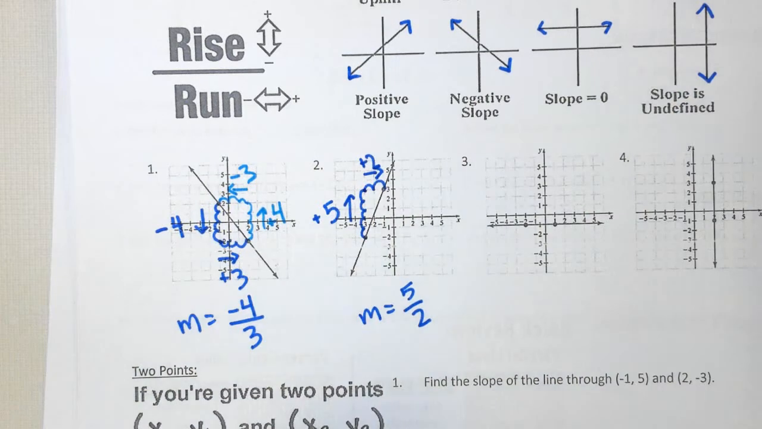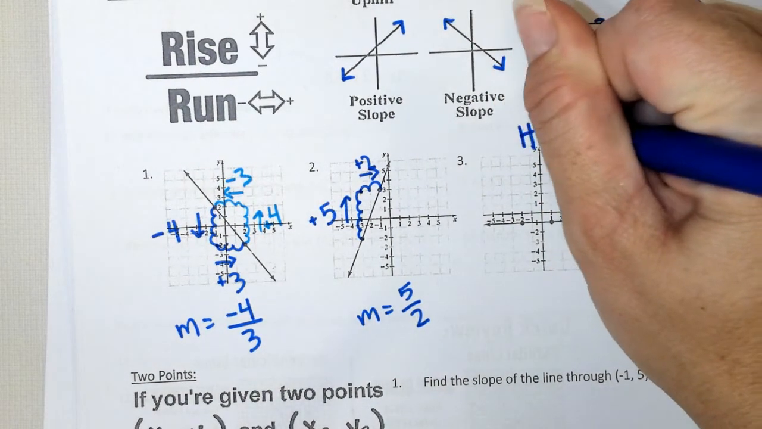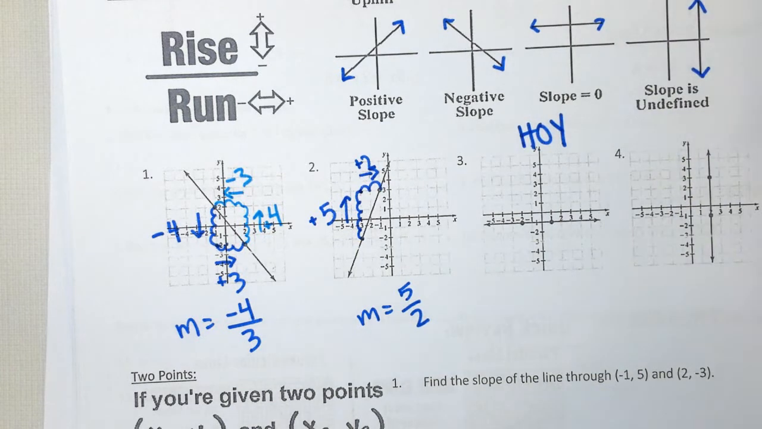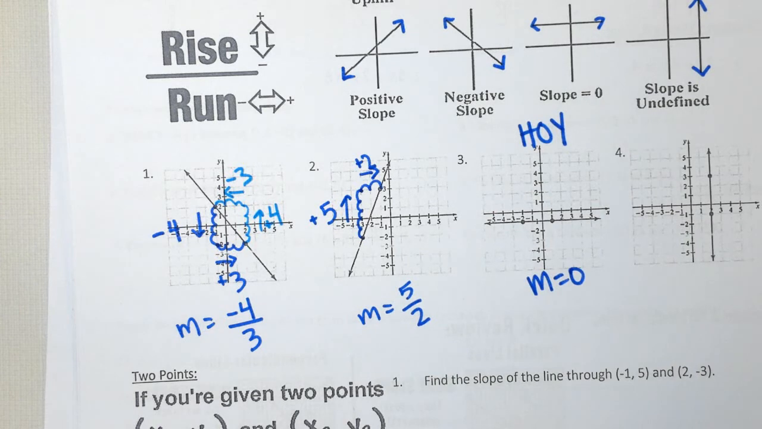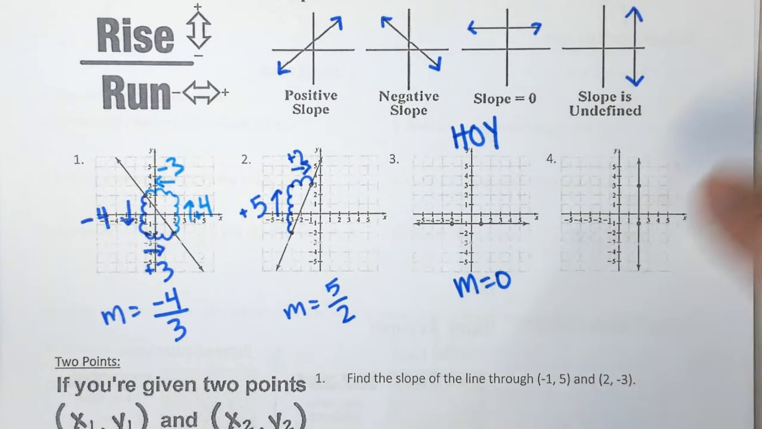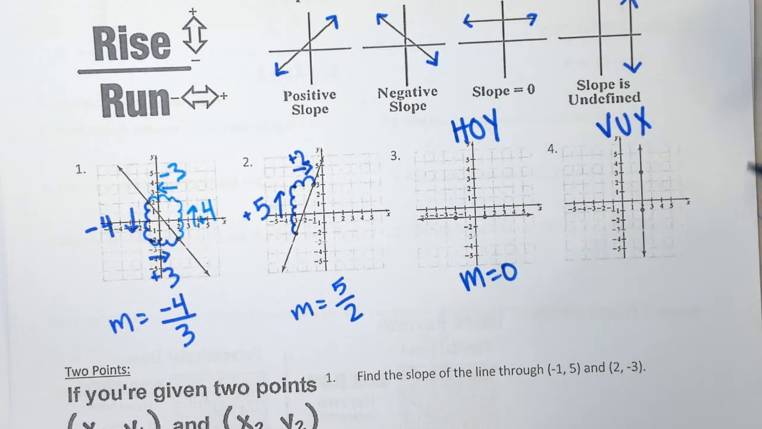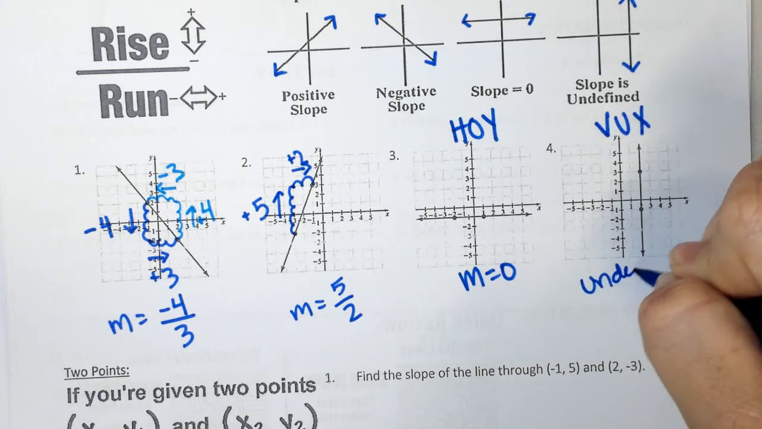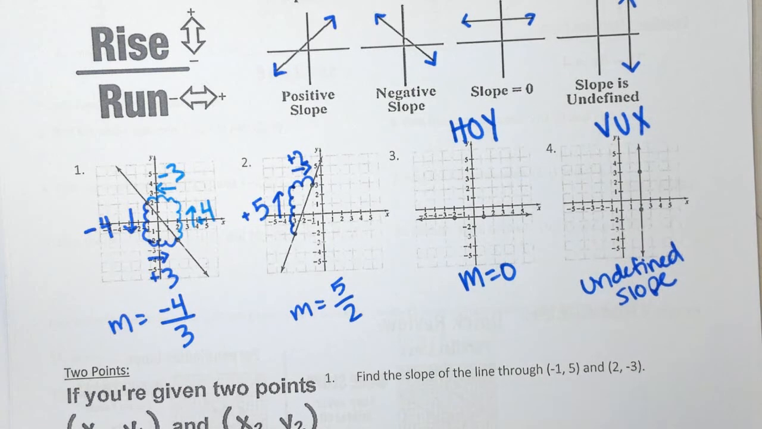Yes? Okay, what kind of line is this? A horizontal line, so it's a HOY. What kind of slope does it have then? 0. So your slope is 0. What kind of line is this? Vertical, so it's a VUX. So what's your slope here? Pretty much what that means is there is no slope.